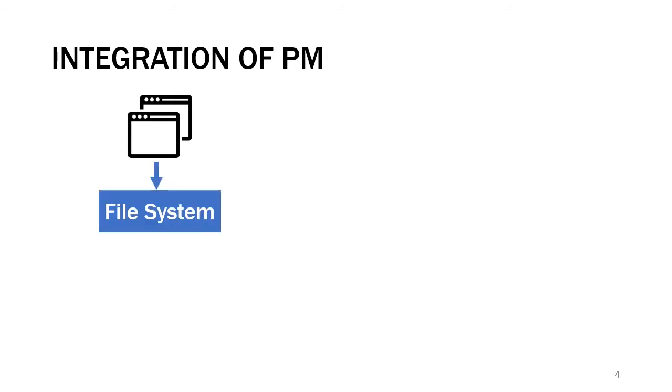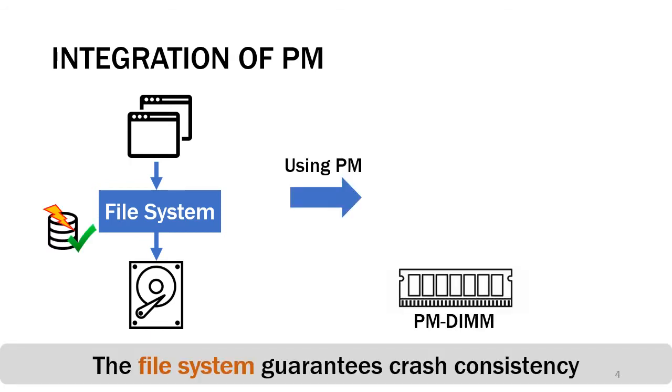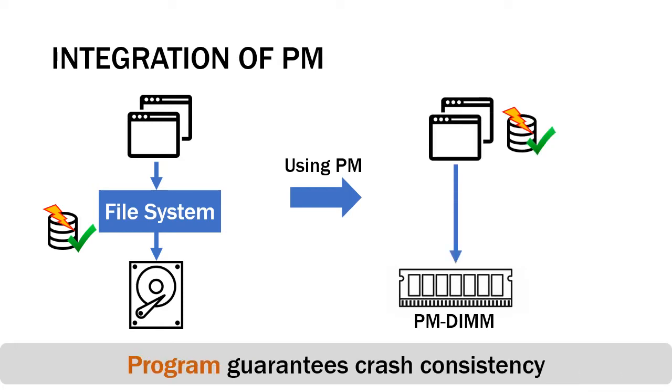Then let's talk about how to integrate persistent memory into the system. Conventionally, programs need to go through the file system to manage persistent data, and the file system guarantees crash consistency. With persistent memory, the program can directly manage persistent data. However, they need to guarantee crash consistency themselves.